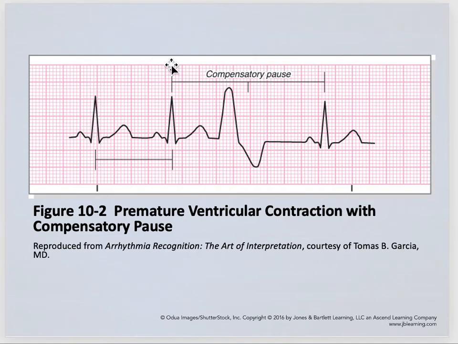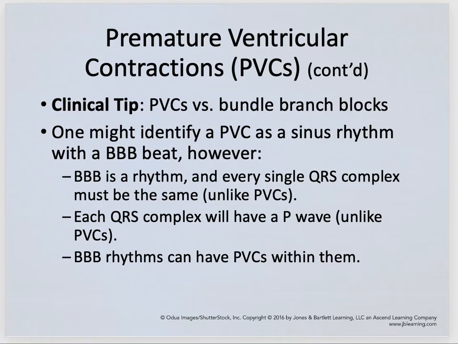Sinus rhythm, right? This is all nice and healthy looking. And then we have a PVC, and then it goes back to sinus rhythm. So that distance there, again, is that compensatory pause that we're talking about. When you take a look at the PVC, the clinical tip is thinking of a bundle branch block.